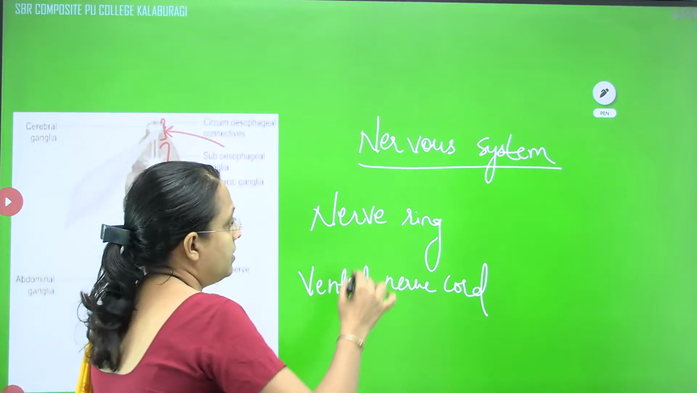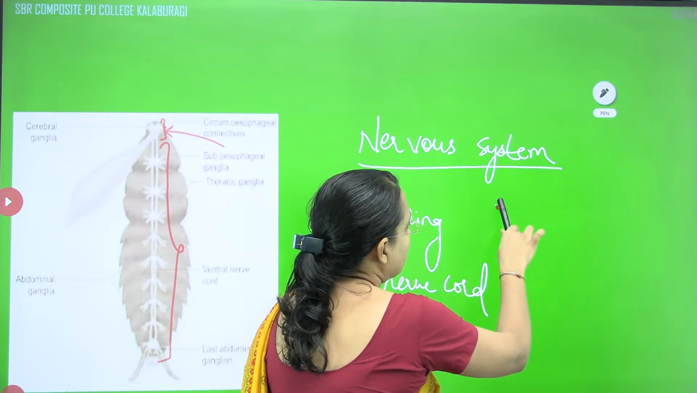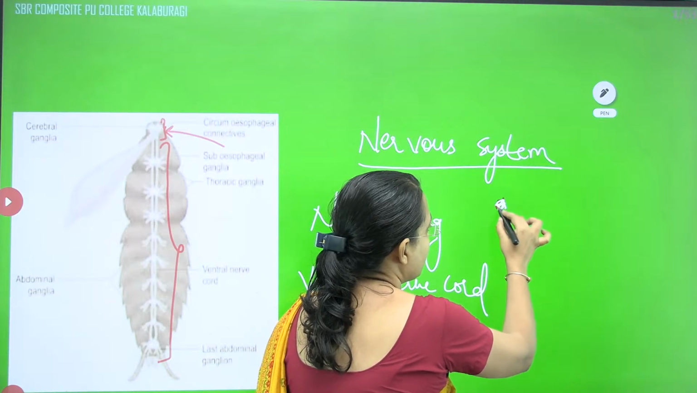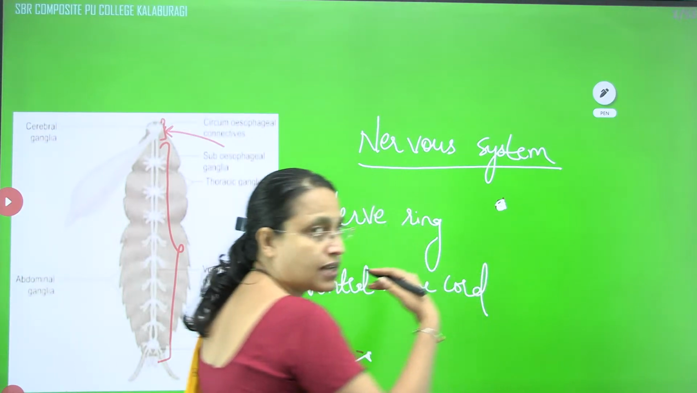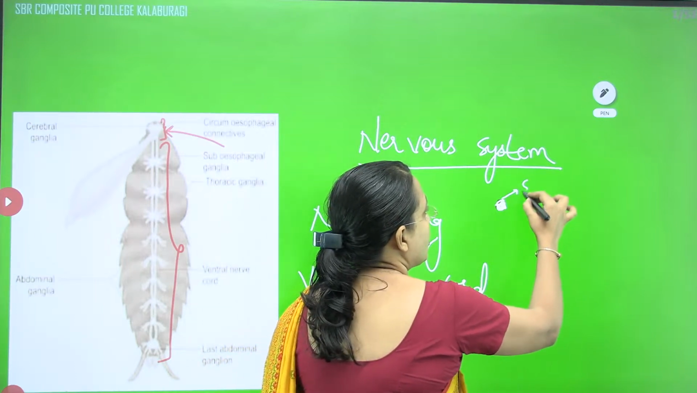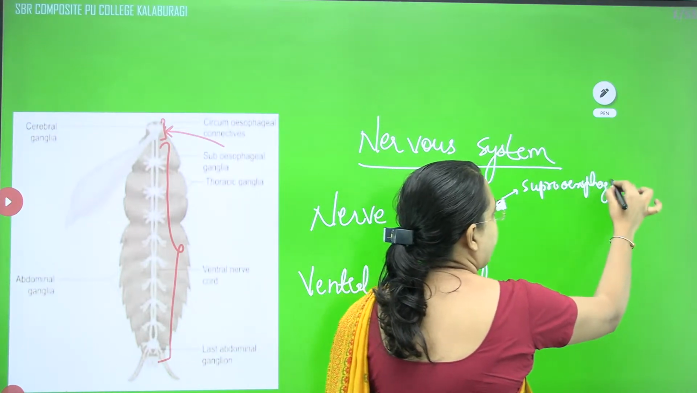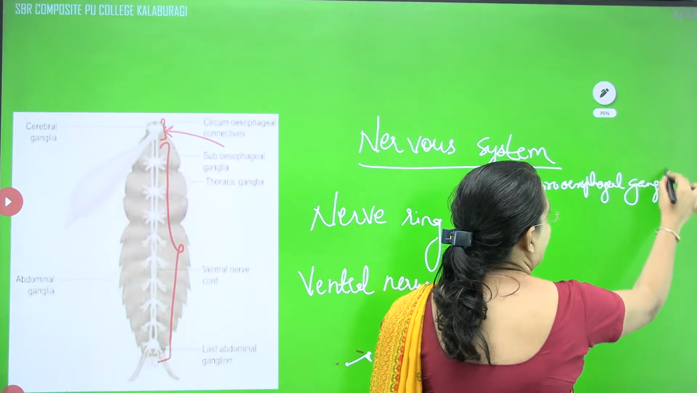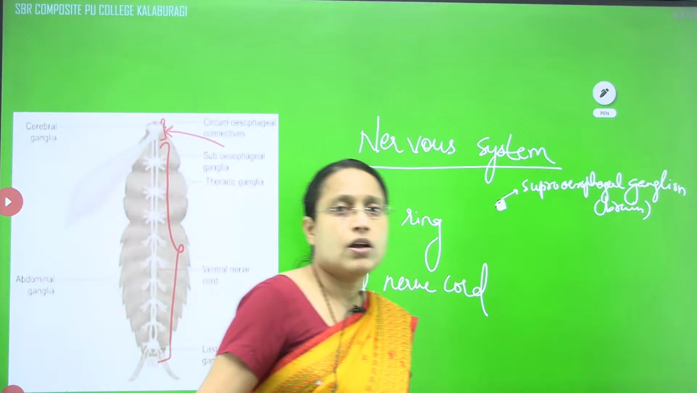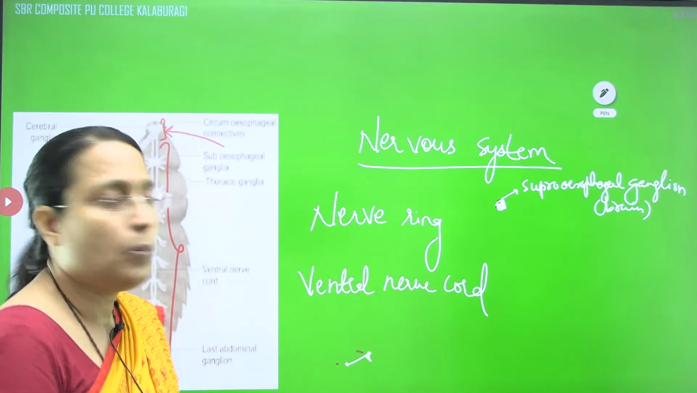So what is the nerve ring? At the location of the esophagus there are some ganglions, 3 pairs, that means 6 ganglions together, present above the esophagus, and that is called the supraesophageal ganglion. The supraesophageal ganglion forms the brain. The main function of the nervous system is coordination of various organs and organ systems within the body.